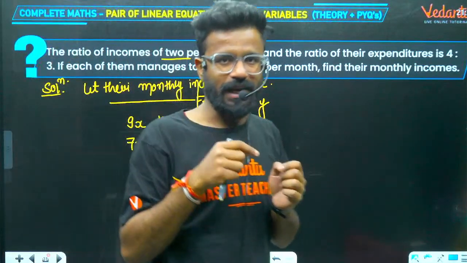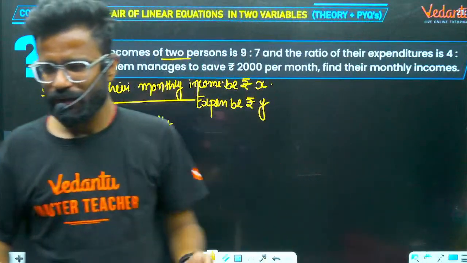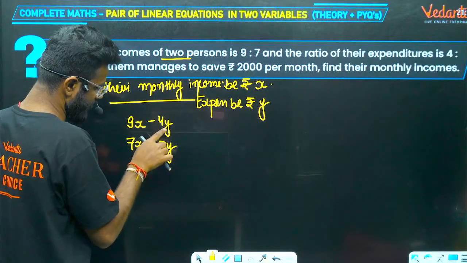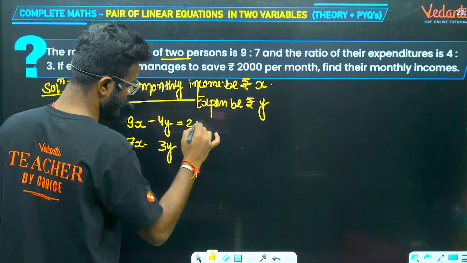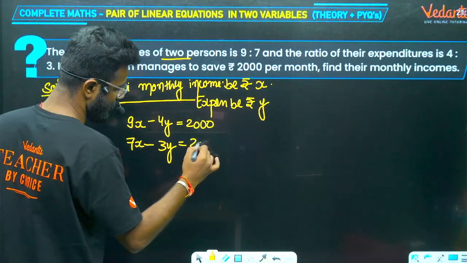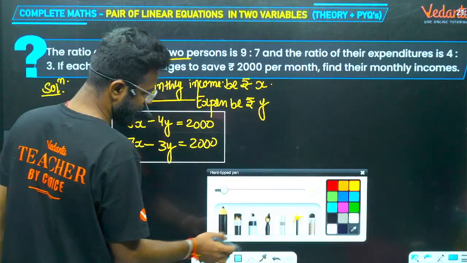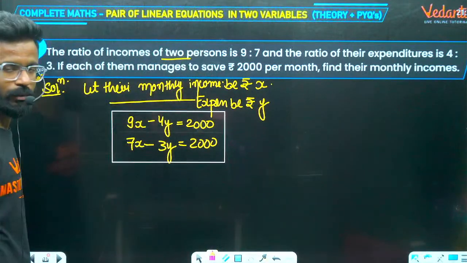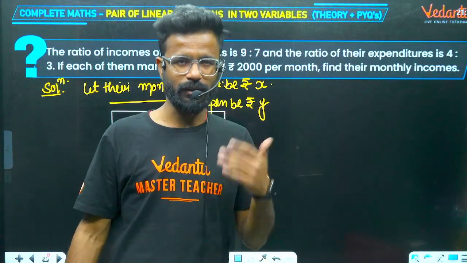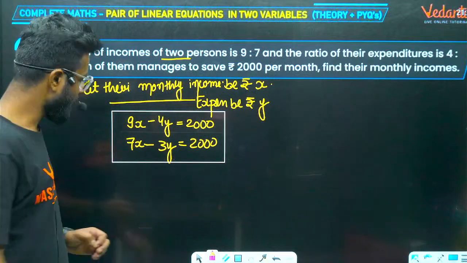If we subtract the expenditure from the income, we always get the saving, right? So income minus expenditure is equal to saving, that is 2000 rupees. Income minus saving is equal to 2000 rupees. These are the required two equations. Now you have to solve these two by applying any method. You can use substitution as well as elimination method.